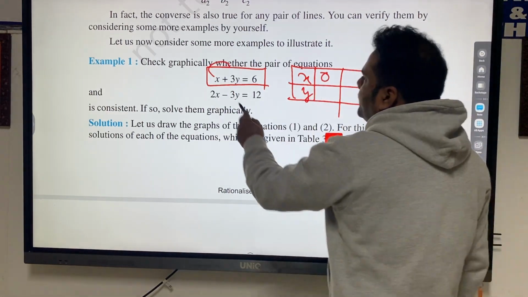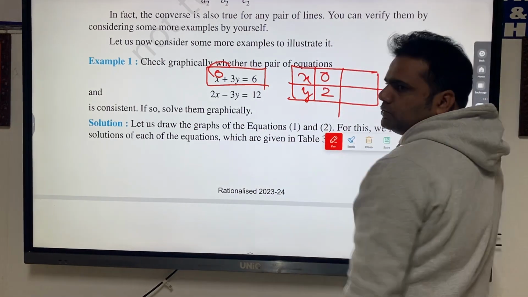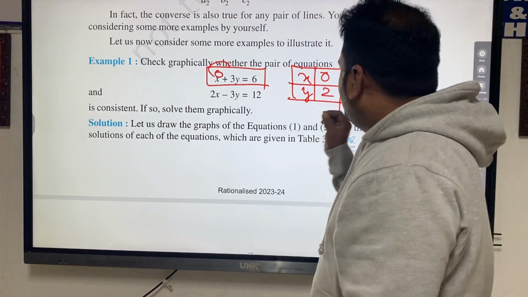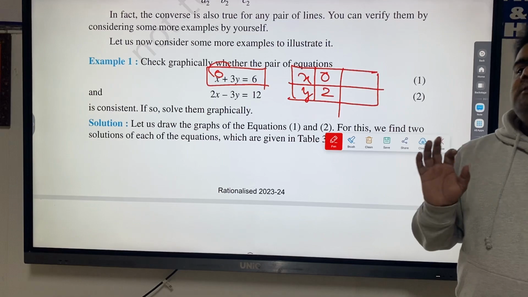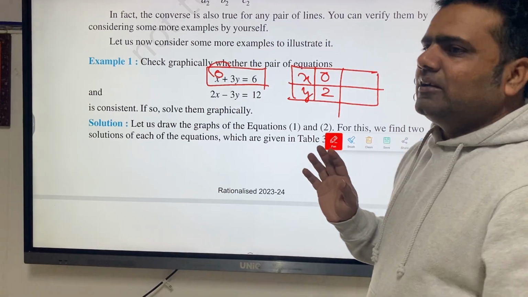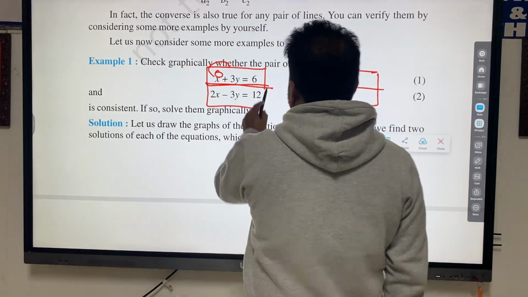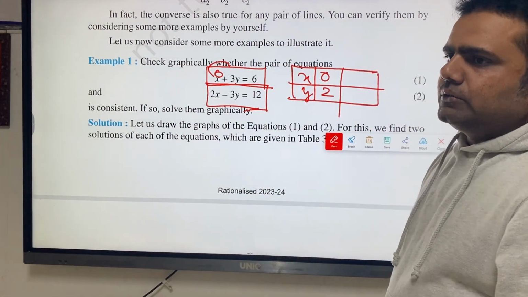Suppose that if I put x is equal to 0, so y becomes 2. So like that you have to find the minimum two coordinates. To draw a line, two coordinates are enough. Okay. And similarly, you have to find the coordinates, and with the help of the coordinates, you have to draw the graph.